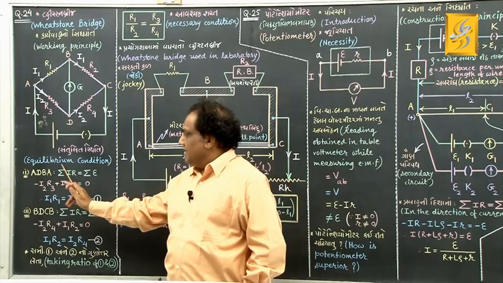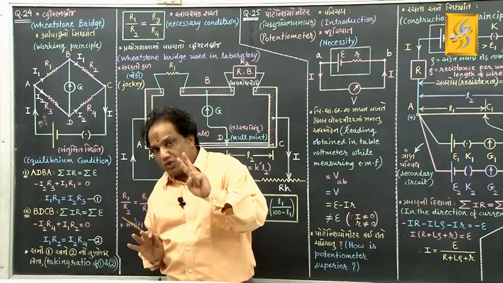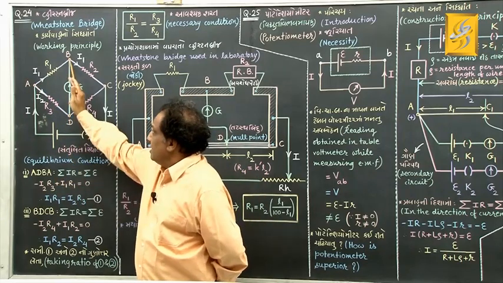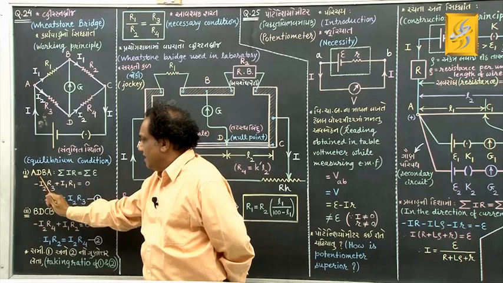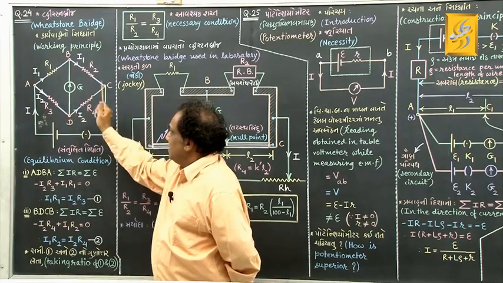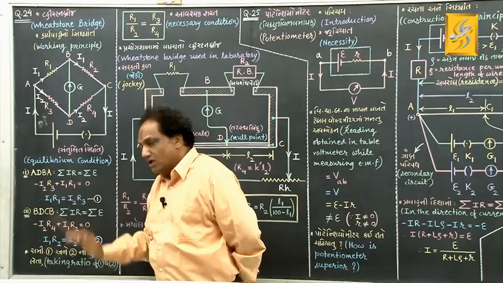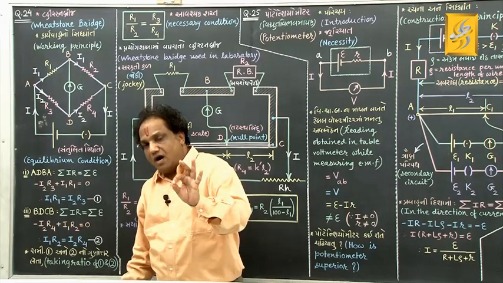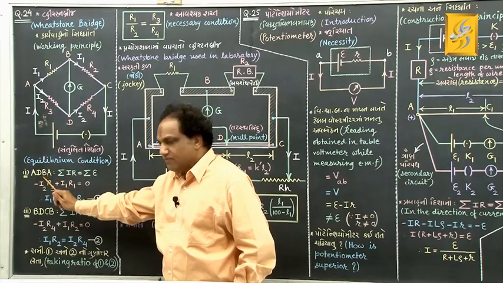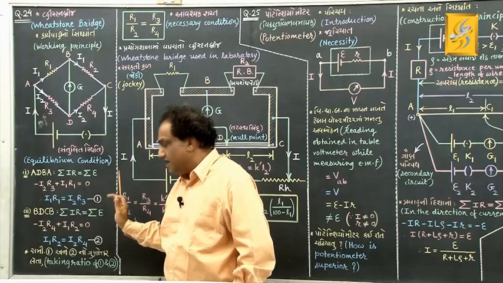Now, in the equilibrium condition or balance condition of this Wheatstone bridge, select two closed paths. One is A, D, B, A. Another is B, D, C, B. In both the closed paths, let us now apply Kirchhoff's second law, one by one. First of all, take this one. Kirchhoff's second law, mathematical form: sigma IR equals sigma E.